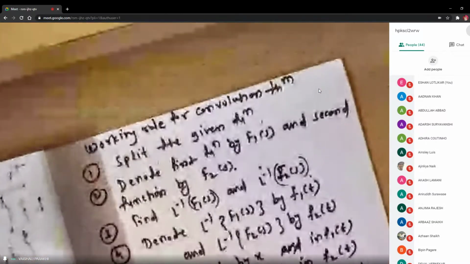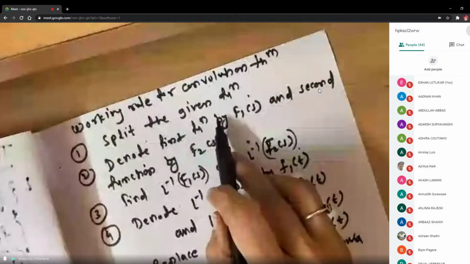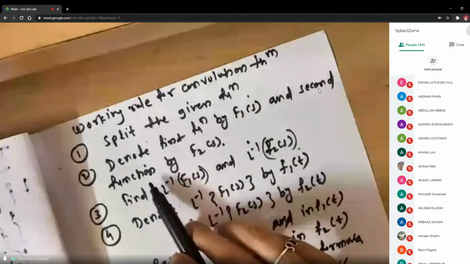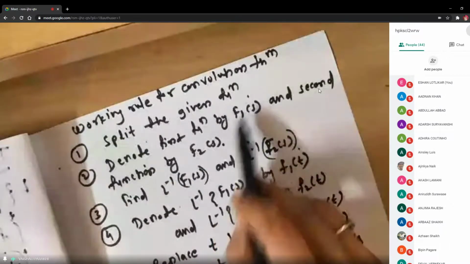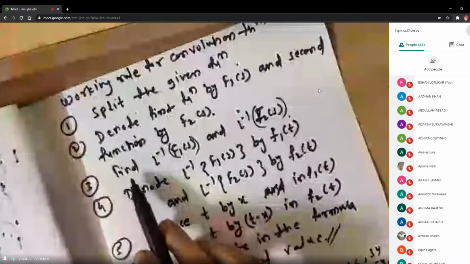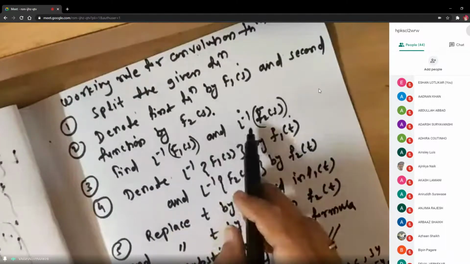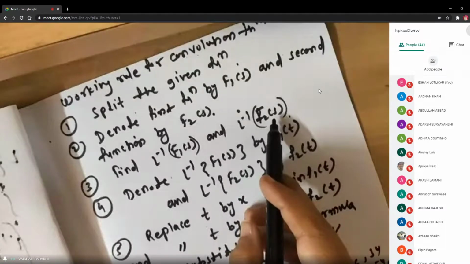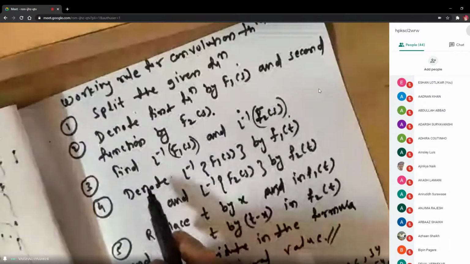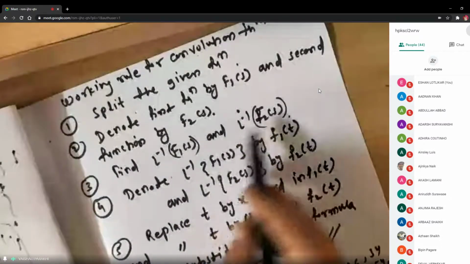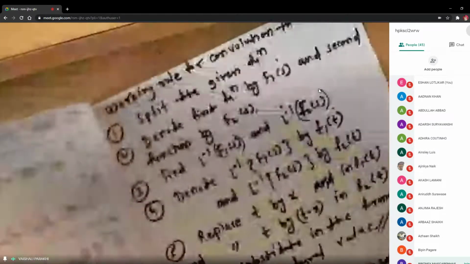What I said? Split the given function in two terms. Denote the first function by F1 of s and the second function by F2 of s, capital F. Okay. Now write the third step. Find L inverse of F1 of s and L inverse of F2 of s.